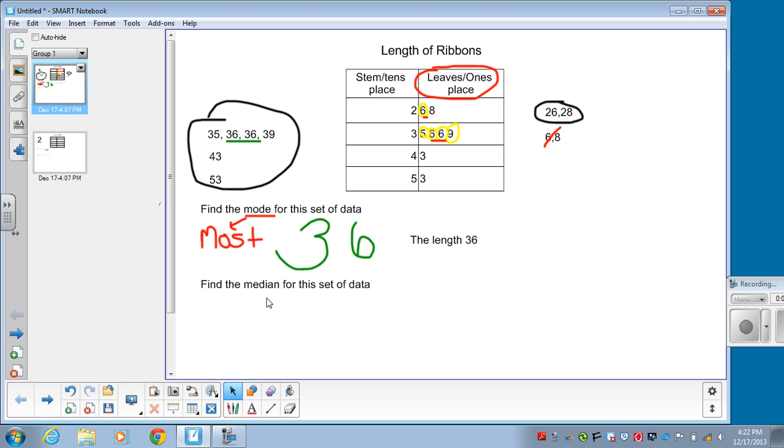Find the median for this set of data. Boys and girls, remind me what median means. What does median mean?